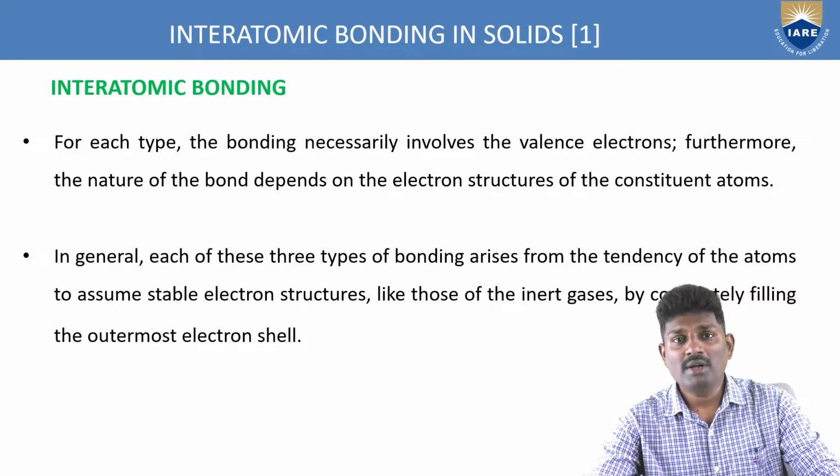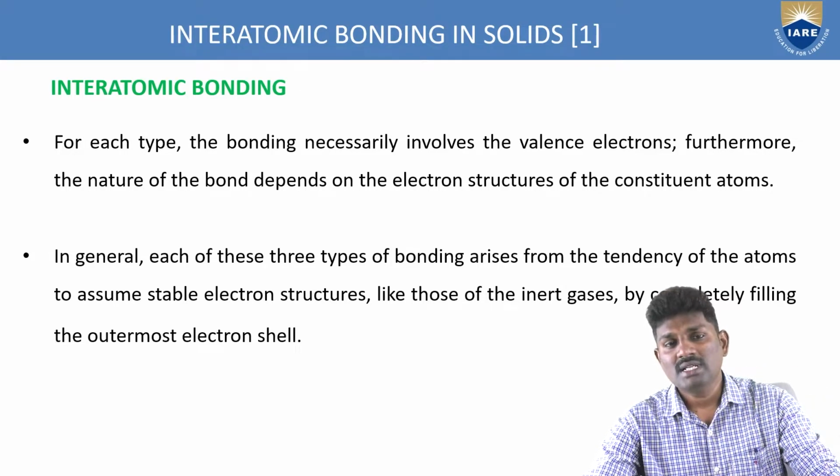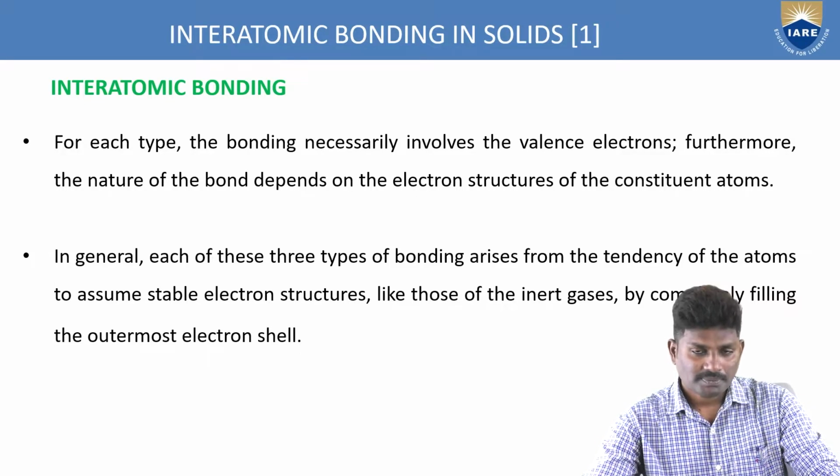Further, the nature of bond depends upon the electronic structure of the constituent atoms. Besides the valence electron, one more thing is important: the atomic structure, how the atomic structure is arranged, that is also important in interatomic bonding to describe any material properties.